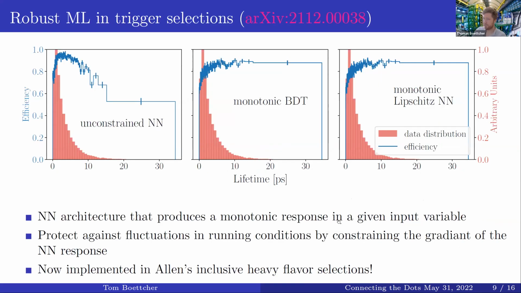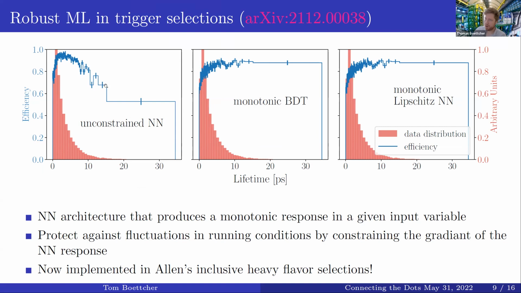Another thing we're interested in is using robust machine learning in our heavy flavor selections. So one problem you run into when you try to select a displaced vertex or a displaced decay using a neural network is that when you get out to very large decay times, you don't have very much signal and you have some background from detector interactions.